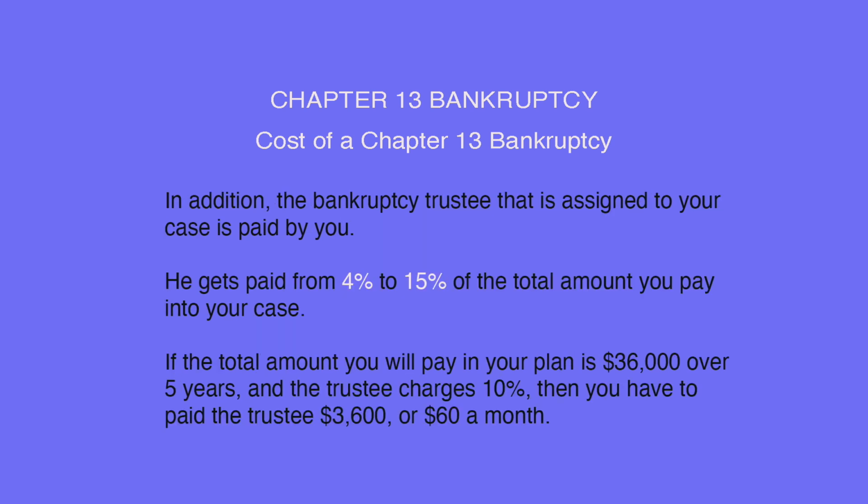In addition, the bankruptcy trustee that is assigned to your case is paid by you. He gets paid from 4% to 15% of the total amount you pay into your case. So if the total amount you will pay in your plan is $36,000 over 5 years, and the trustee charges 10%, then you have to pay the trustee $3,600 or $60 a month.